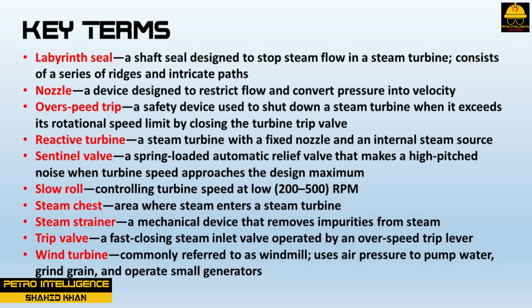Steam strainer is a mechanical device that removes impurities from steam. Trip valve is a fast-closing steam inlet valve operated by an overspeed trip lever. Wind turbine, commonly referred to as a windmill, uses air pressure to pump water, grind grain, and operate small generators.